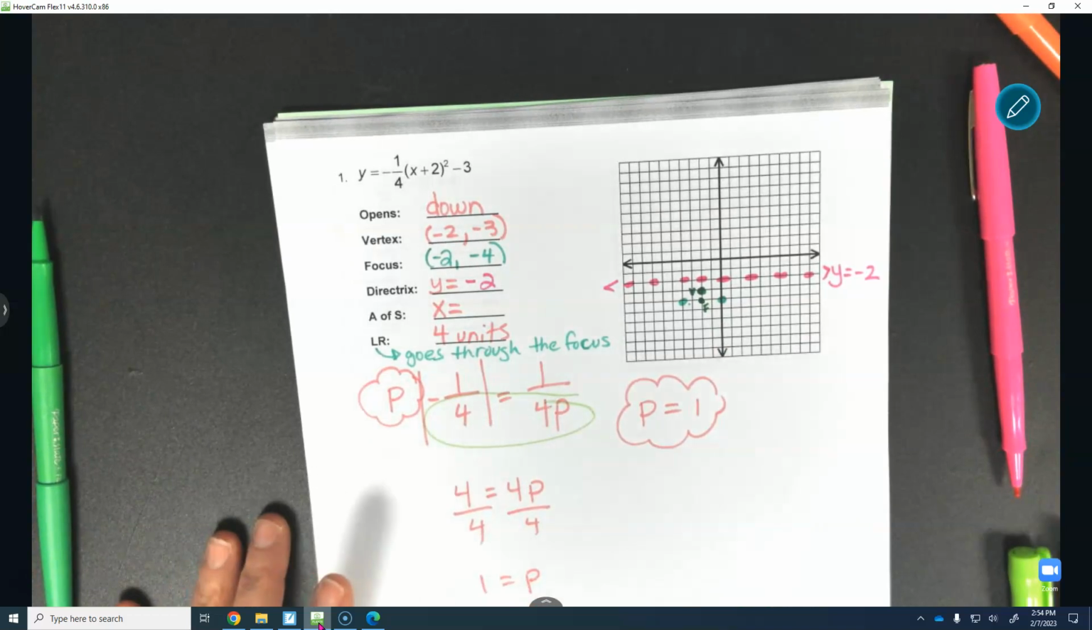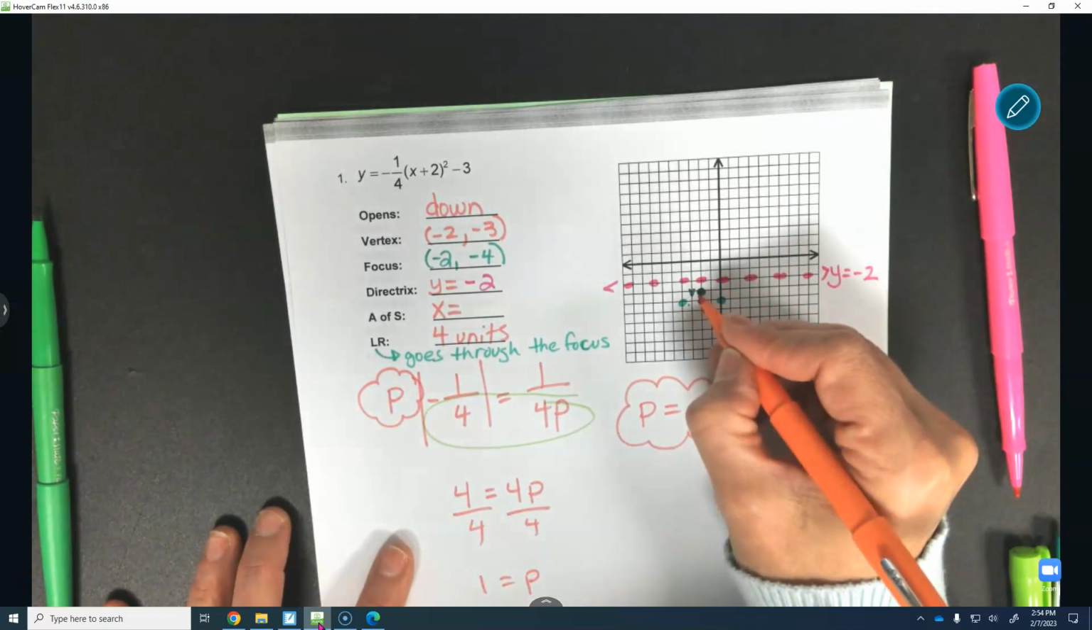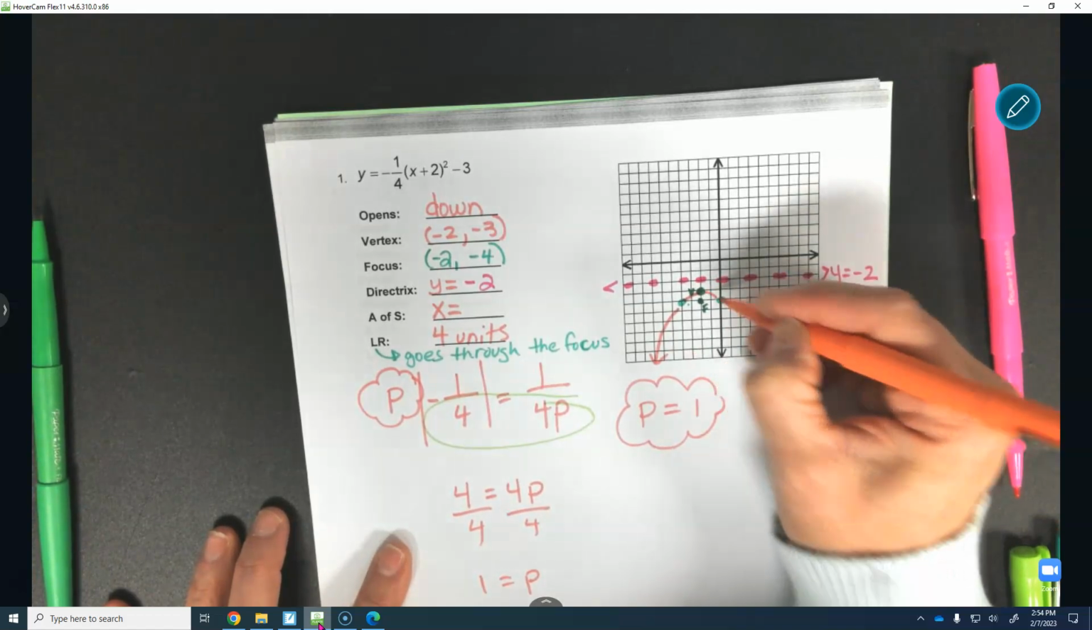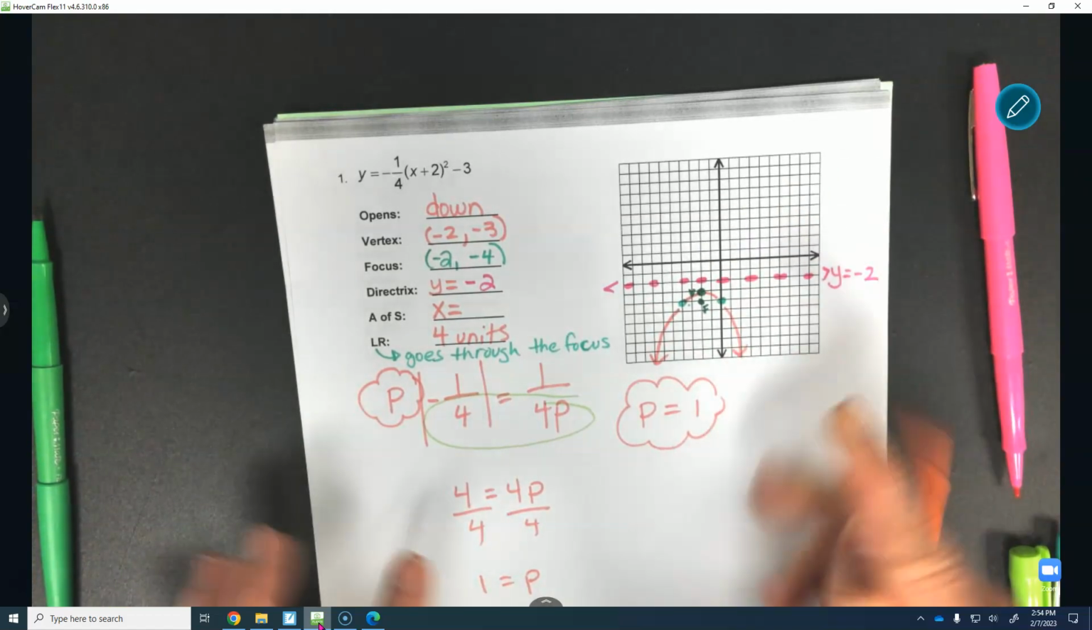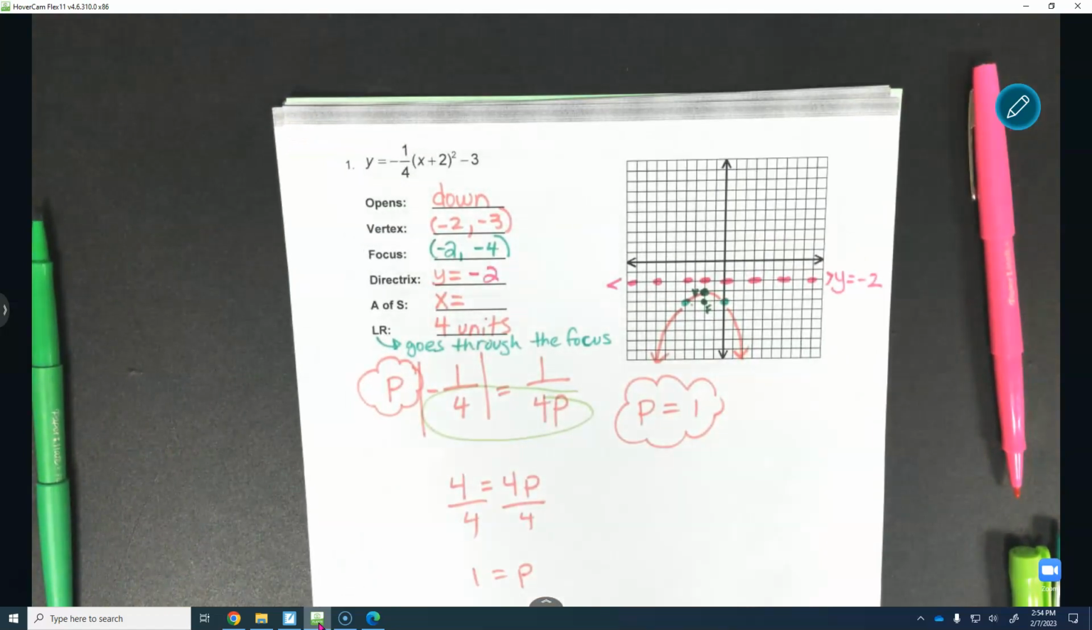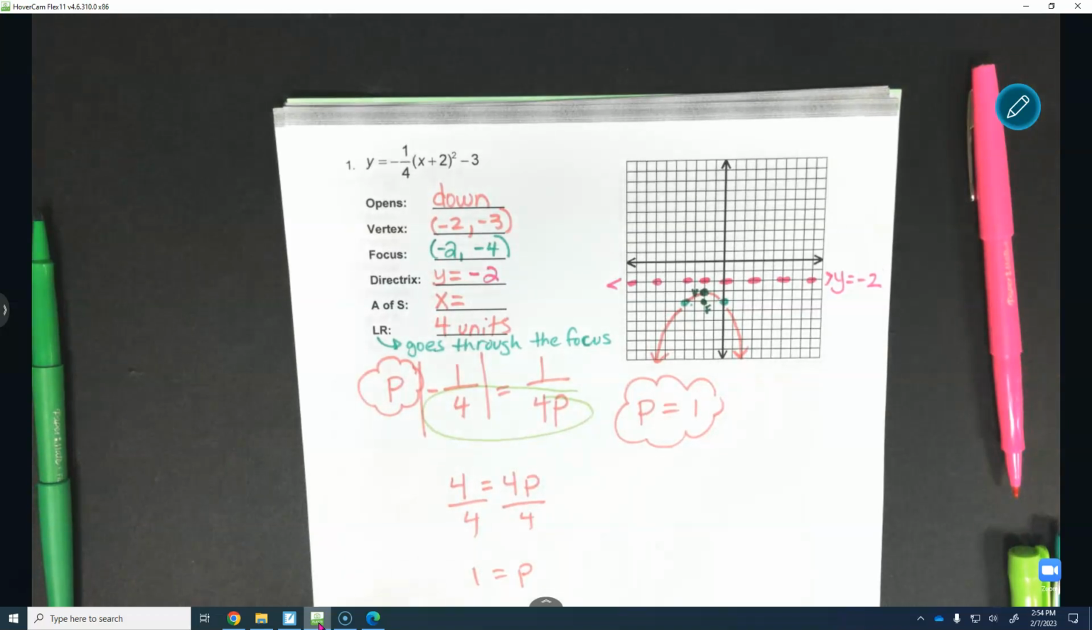So now you can kind of start to see the shape of this curve. And guys, extend your branches all the way down to the edge of the graph. And then that's going to be a complete graph for a parabola using what we know about conic sections. So that's problem number 1.